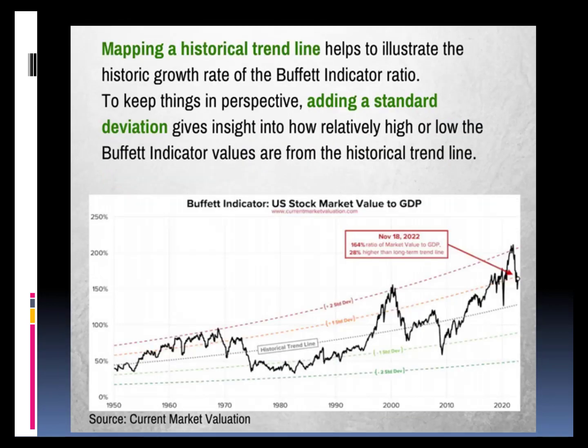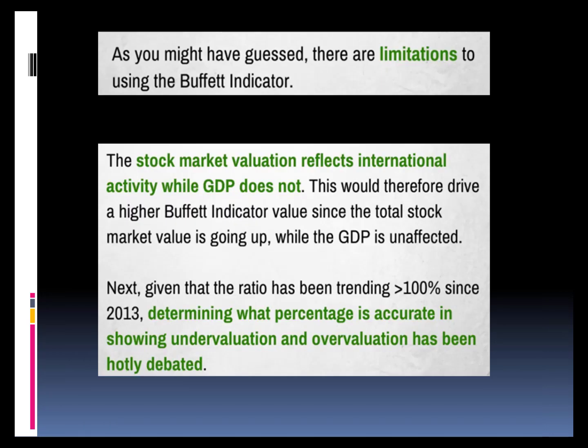Mapping a historical trend line helps to illustrate the historic growth rate for the Buffett Indicator. To keep things in perspective, adding a standard deviation gives insight into how relatively high or low the Buffett Indicator values are from the historical trend line.